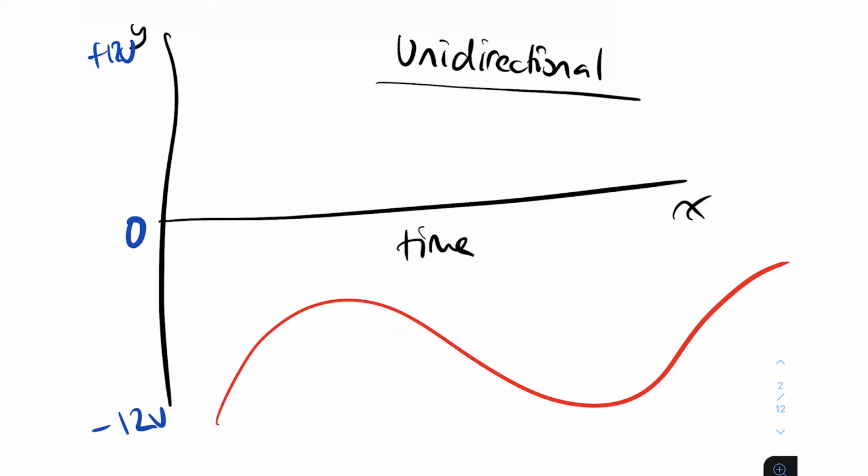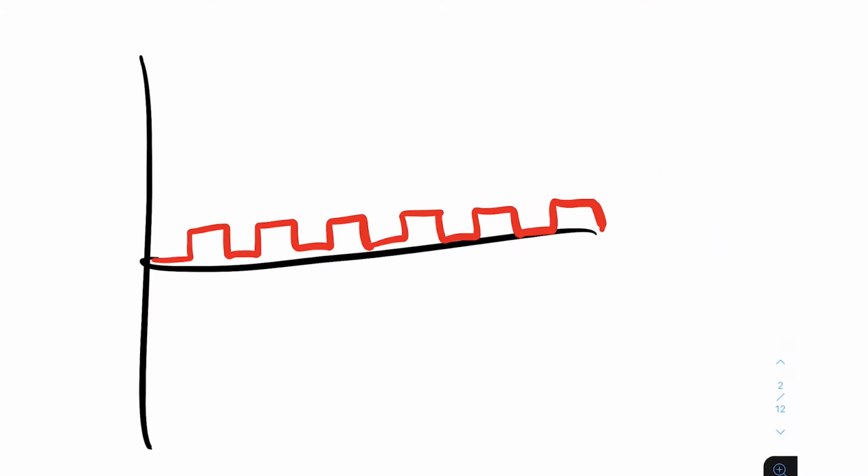So another waveform here we've got, which is unidirectional. This is a sine wave. So it starts at minus 12 volts, goes up to probably minus 5 volts or something like that, and then comes back down, goes back up. But because it doesn't cross this zero axis here, it's still unidirectional. So we've got another square wave here, but it goes along the zero axis. Sorry, my line's not the best, but hopefully you know what I mean. I'm not the best at drawing.